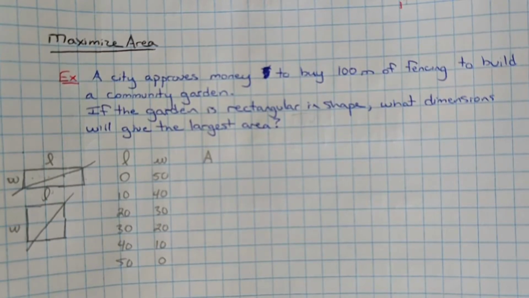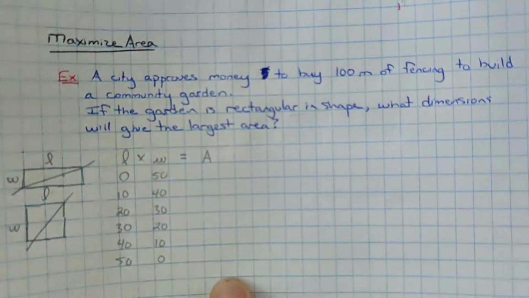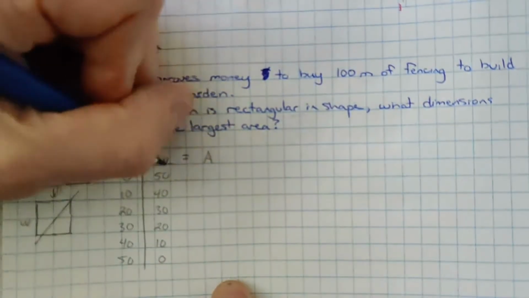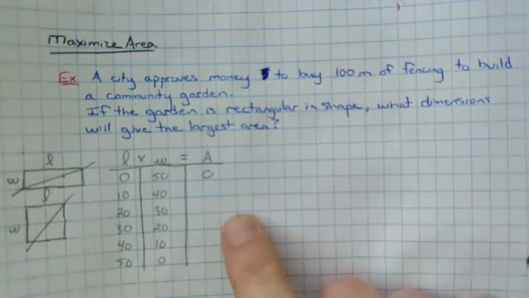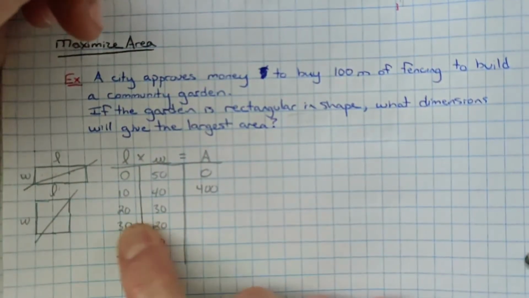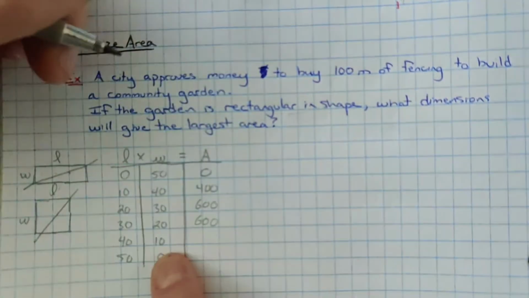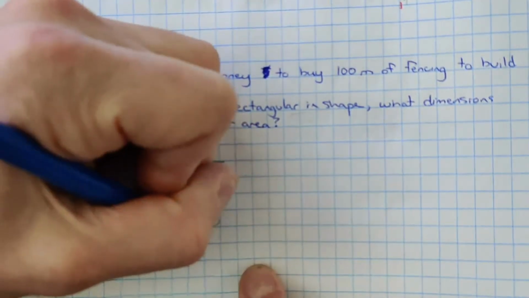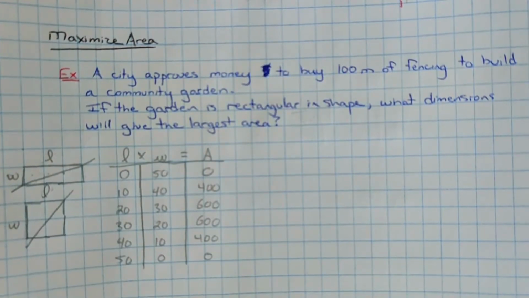Let's start taking a look at where we're at. So area is length times width, right? We take length times width, that equals area. Let's look at all our different areas here. This is kind of our T-chart. 0 times 50 is 0. 10 times 40 is 400. 20 times 30 is going to give us 600. 30 times 20 is 600, 40 times 10 is 400, and 50 times 0 is 0. So there we have our different areas.